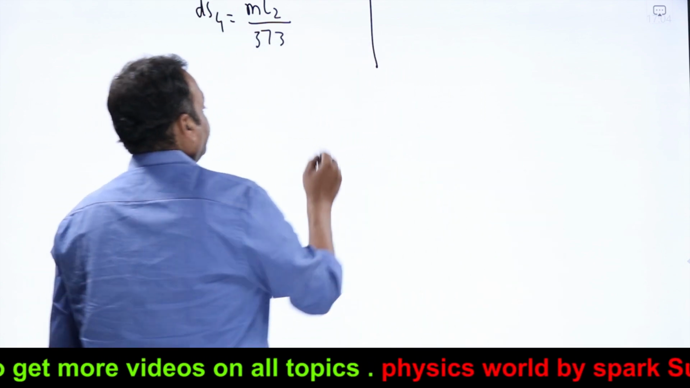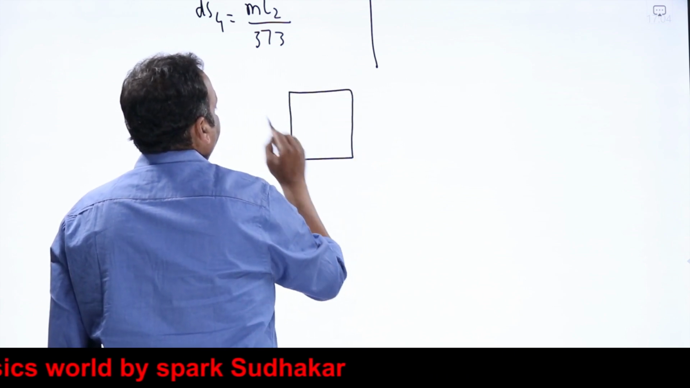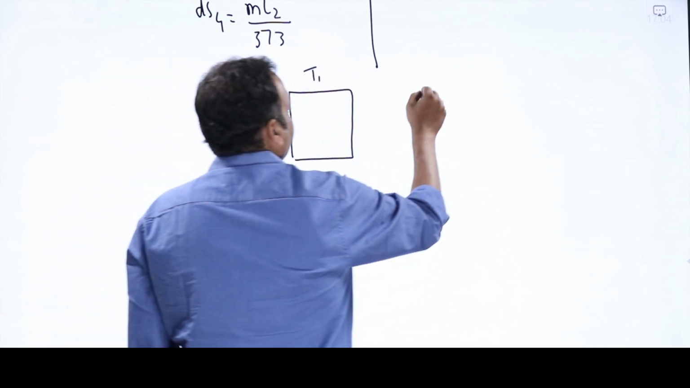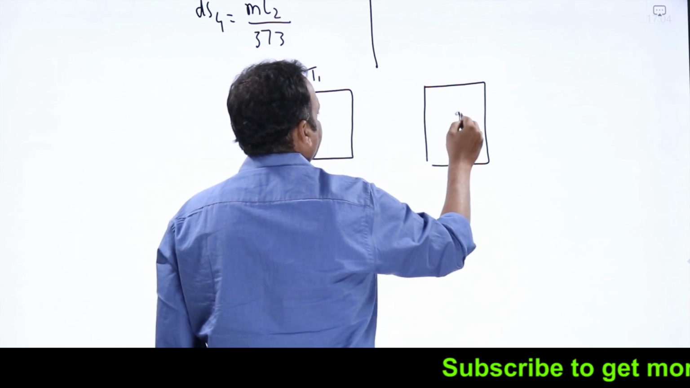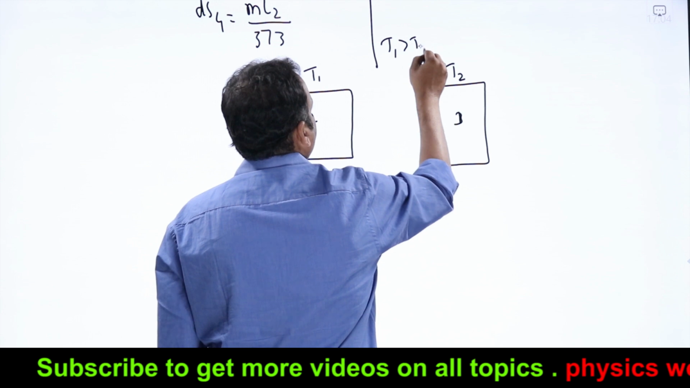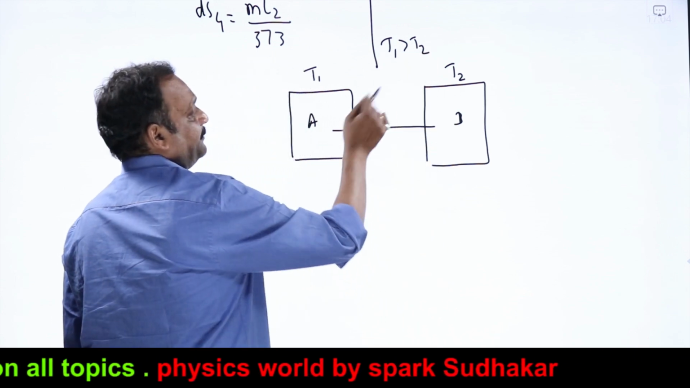Now, consider a substance here. Change in entropy in heat transfer. You consider a substance which is at a temperature T1. There is another substance B here. I'll take this as A, I'll take this as B. This is at a lower temperature T2, such that T1 is greater than T2. When you join these two objects, heat flows from high temperature to low temperature.